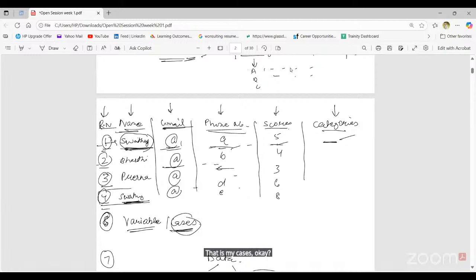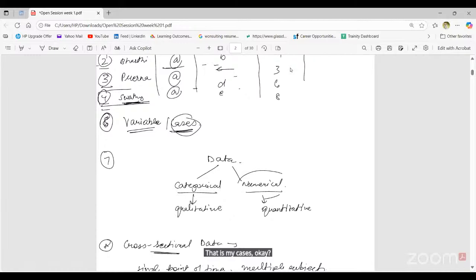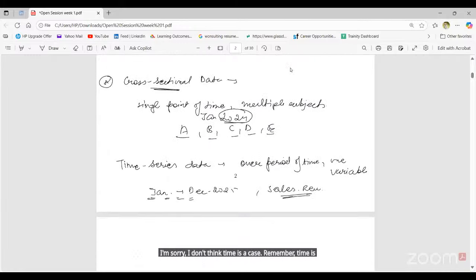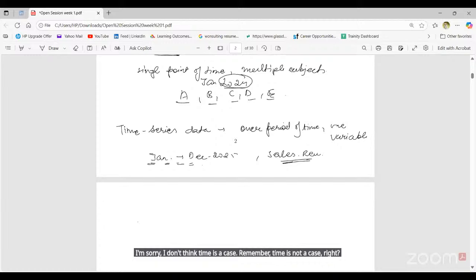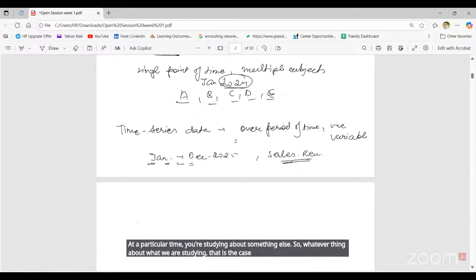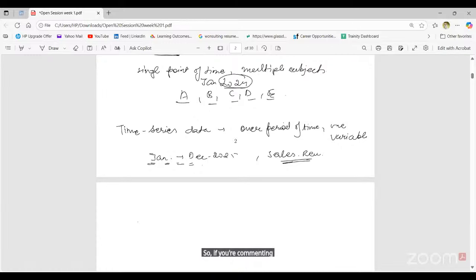Ma'am, one more question. But time is not a case, right? Time is not the case. If it's a unique thing, then it can be a case. But it is unique, ma'am. January 2025, for all the particular times, we are studying something else. So whatever we are studying, that is the case. If you are commenting on multiple objects for a certain time frame, then I think it could be a case, right?